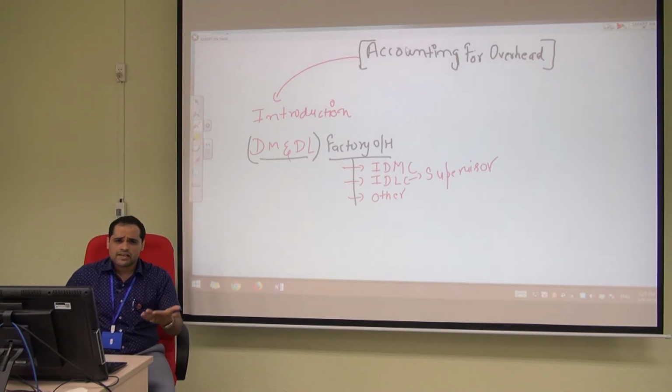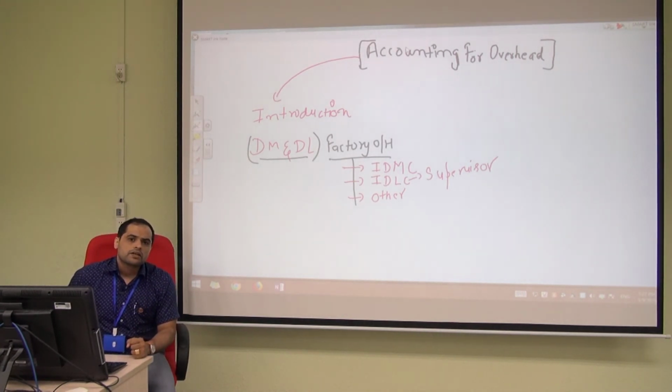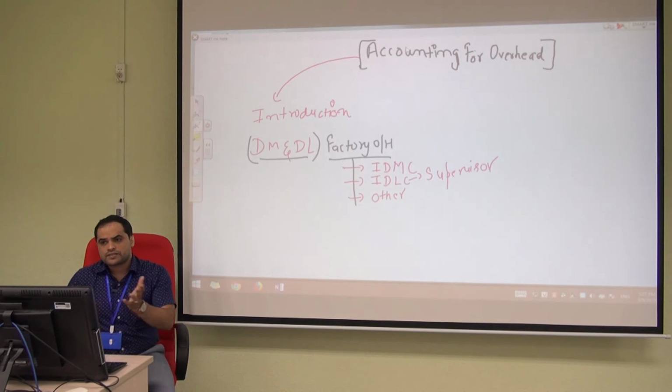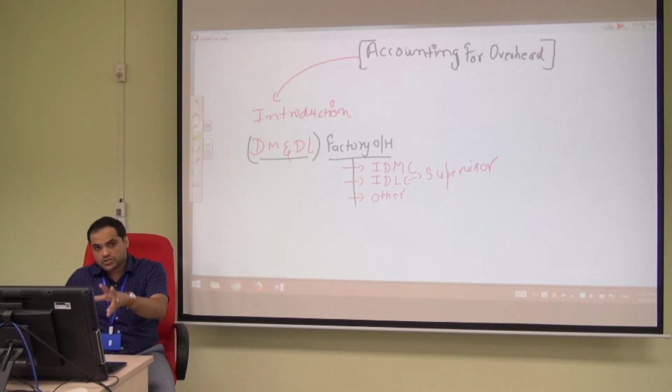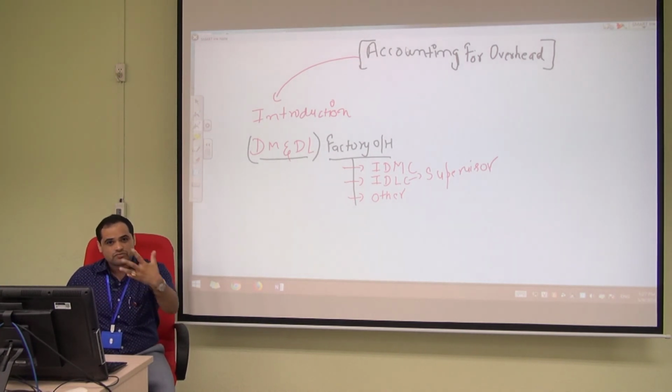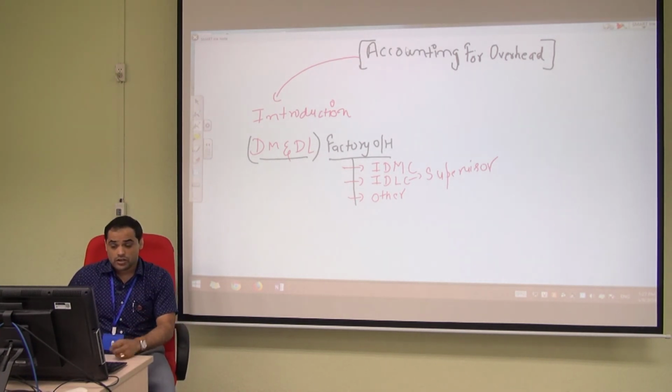We have some other examples of indirect labor cost as well, such as the security guard. Security guards basically take care of the security of the inventories or some other kinds of assets related to the factory. So whatever money we are paying to security guards, that's also an example of indirect labor cost.